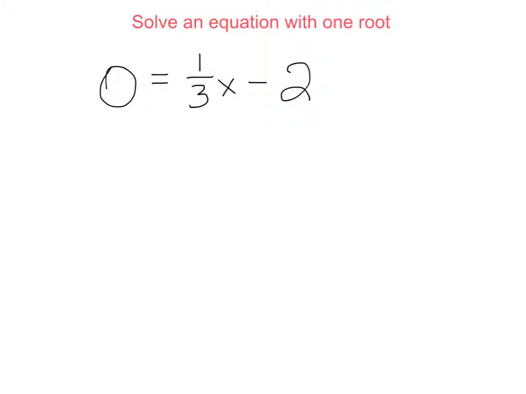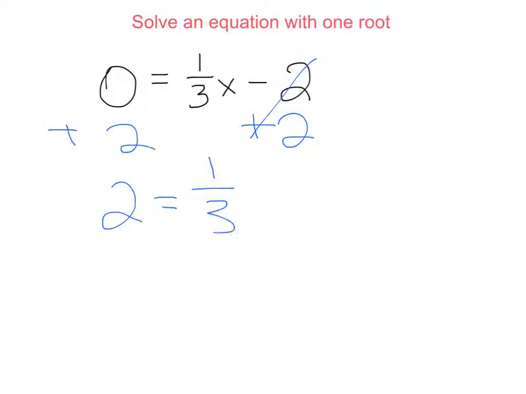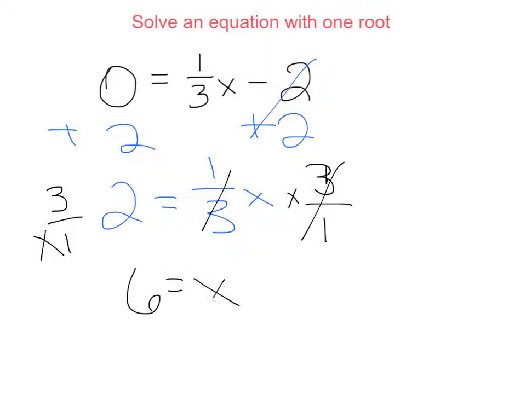So this equation, 0 equals 1/3 x minus 2. You're beginning to solve and you're trying to solve for the x. So you start out by adding 2 to both sides. So we have 2 equals 1/3 x. To get rid of the 1/3, you have to multiply both sides by 3 over 1. So those go away. We multiply this by 3 over 1, and we get 6 equals x. So the root is 6, or the solution is 6. It is just one root or one solution.